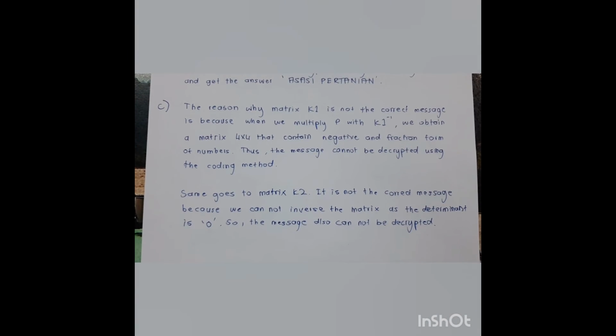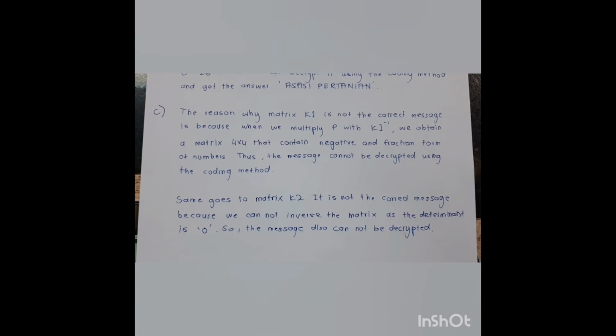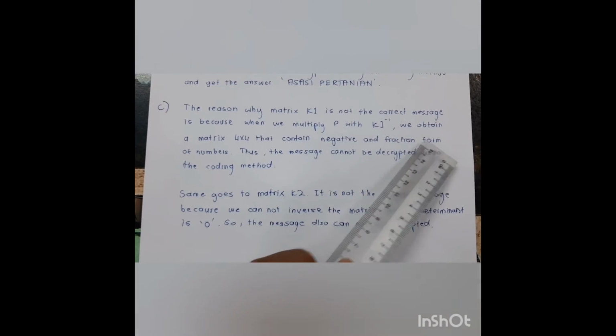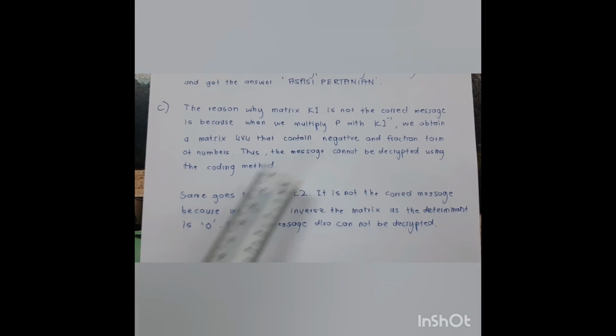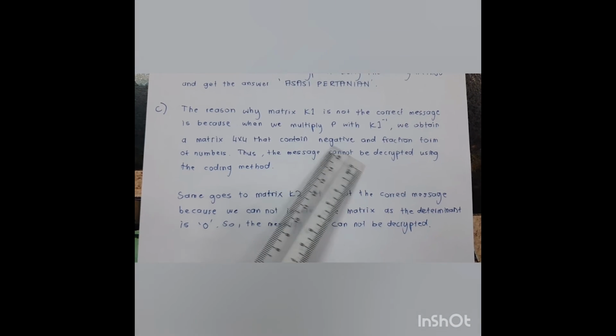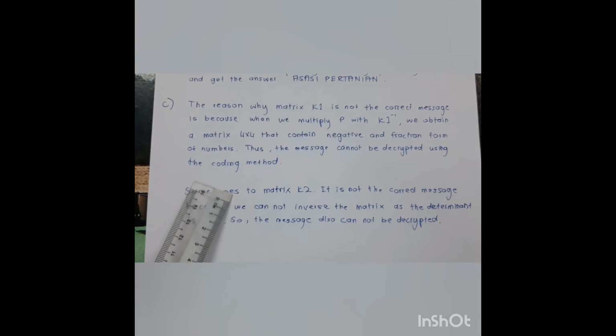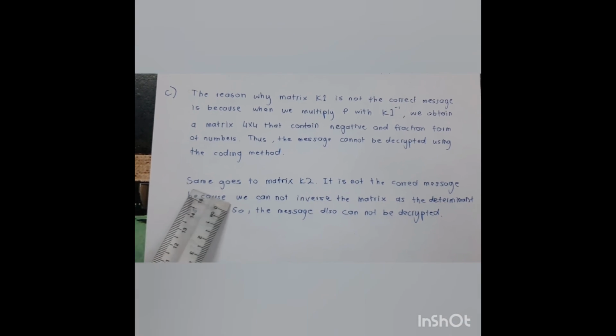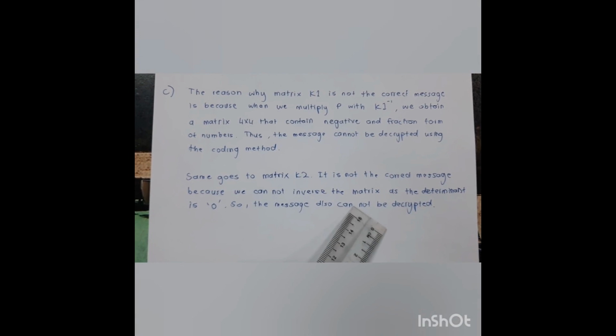So for question C, why do you consider the other messages are incorrect? State your reason. The reason why matrix K1 is not the correct message is because when we multiply P with inverse K1, we obtain a 4x4 matrix that contains negative and fractional numbers. Thus, the message cannot be decrypted using the coding method. Same goes for matrix K2. It is not the correct message because we cannot invert the matrix, as the determinant is 0, so the message also cannot be decrypted.